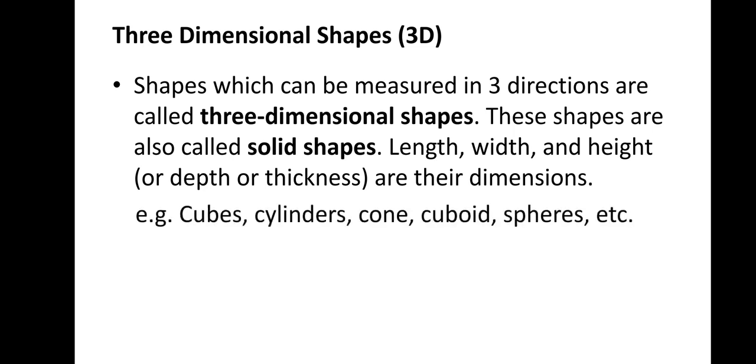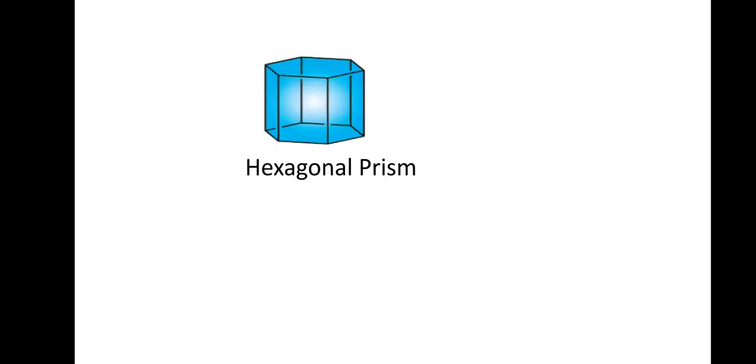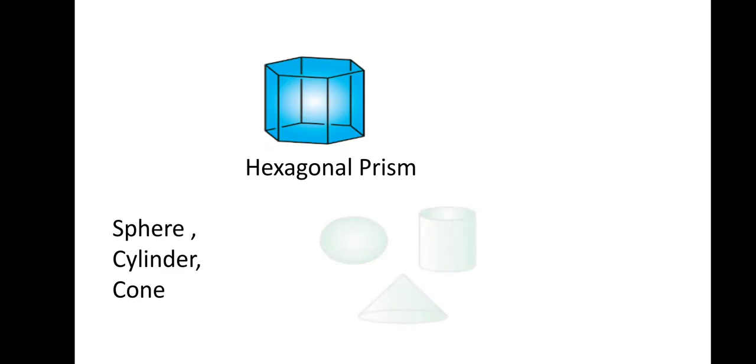Examples can be cube, cylinder, cone, cuboid, spheres, etc. You can see a cuboid and a cube. These are three-dimensional shapes because they have length, breadth and height. More examples can be a hexagonal prism. It is also a three-dimensional shape. Sphere, cylinder, cone. These are examples of three-dimensional shapes.